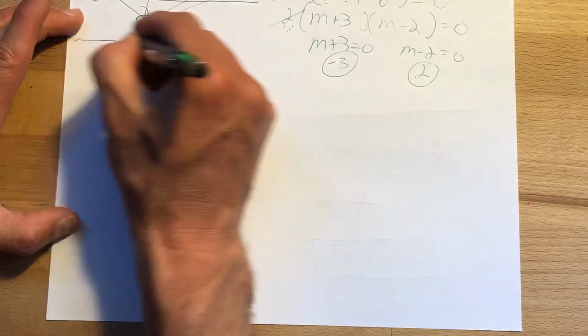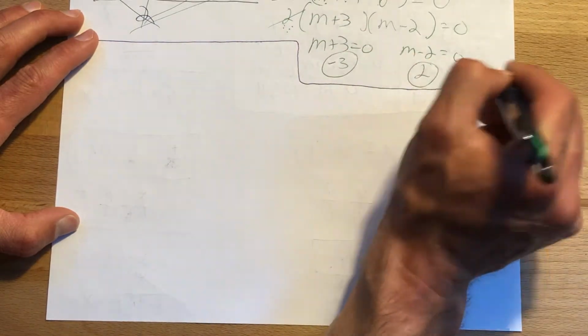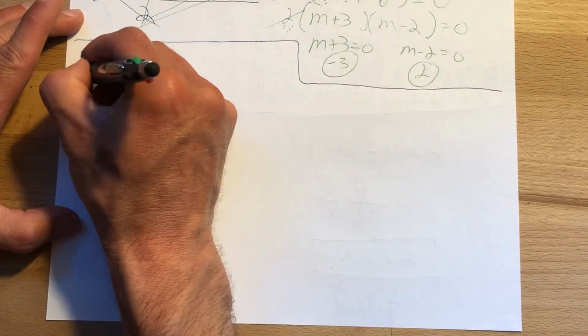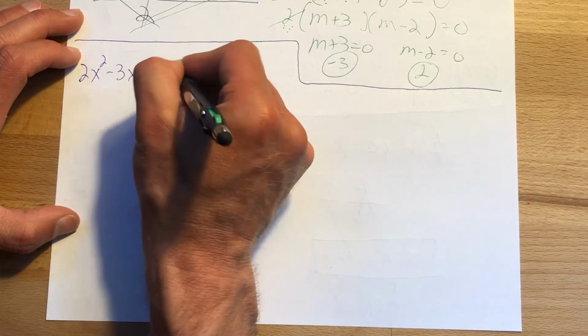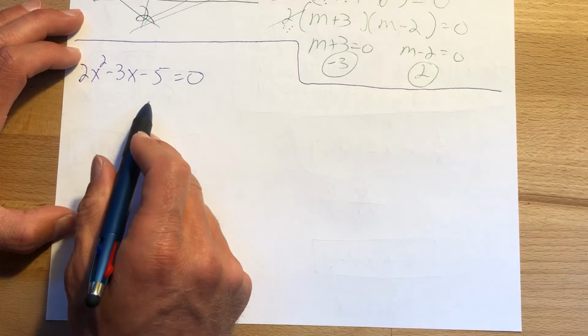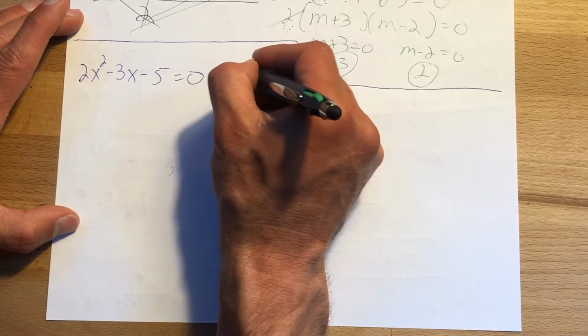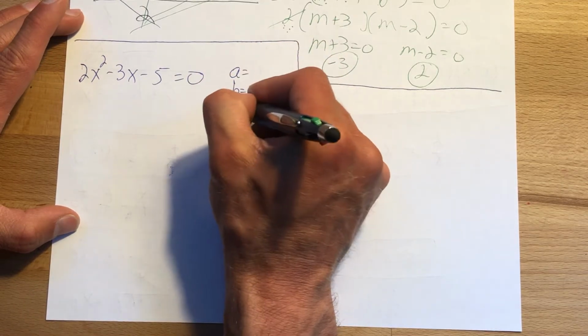Okay, now 2x squared minus 3x minus 5 equals 0. What I have to do for this is I have to use the quadratic equation.